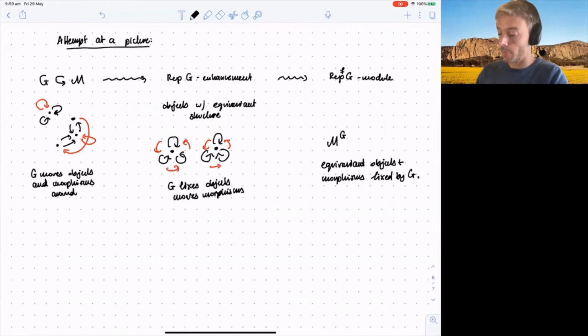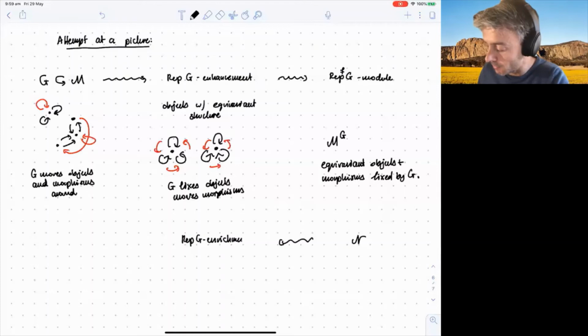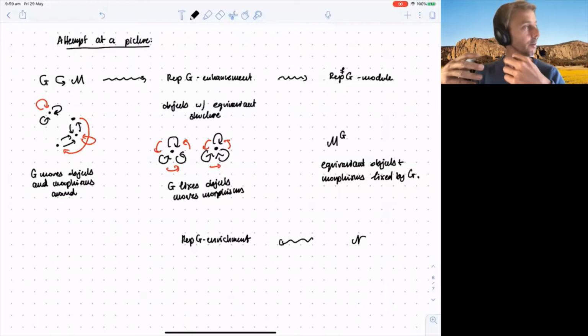It's kind of surprising. Each time we go from here to here, we cut down the size of things, and it's surprising that we can go back. Given N, we build this rep G enrichment, and that's rather easy to imagine. It's just the fact that if you know the invariants for an action of rep G, knowing the invariants is enough if you have the tensor product. So we can go back up and construct this picture.